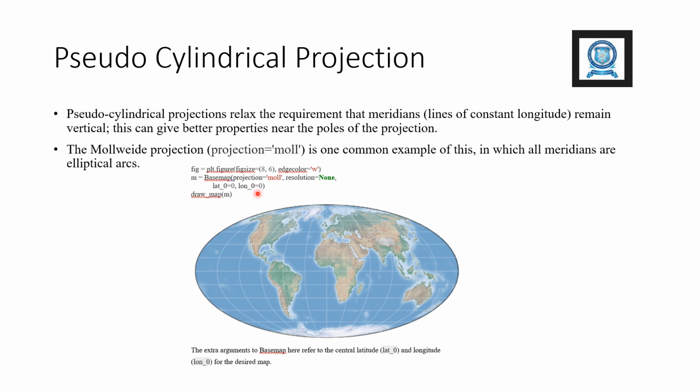Other pseudo-cylindrical projections are the sinusoidal and Robinson projections. For sinusoidal projection, you have to write projection equal to 'sinu'. For Robinson projection, you have to write projection equal to 'robin' within single quotes.